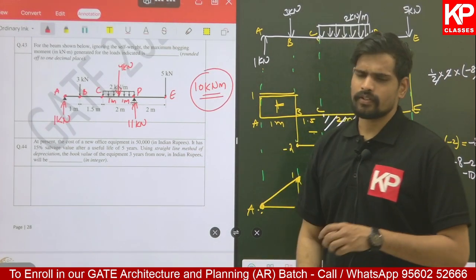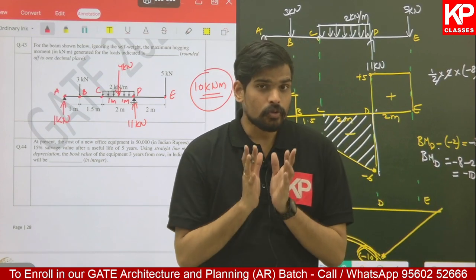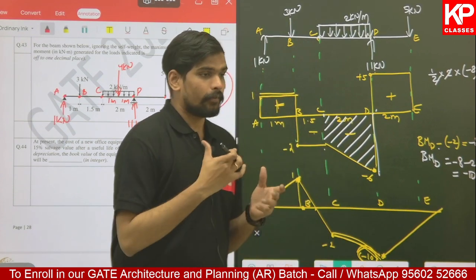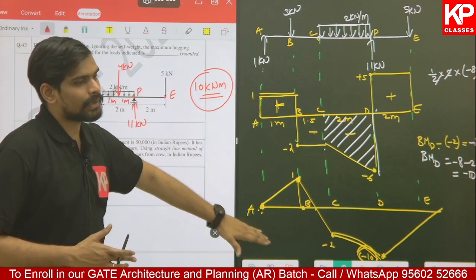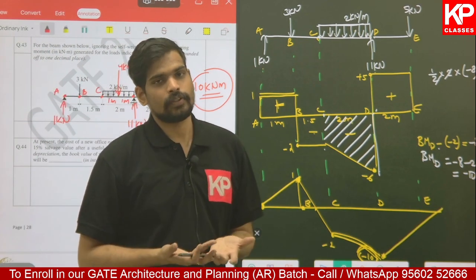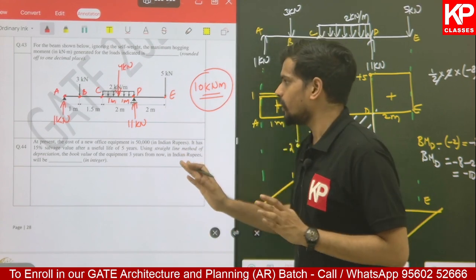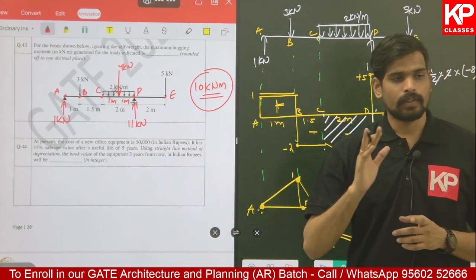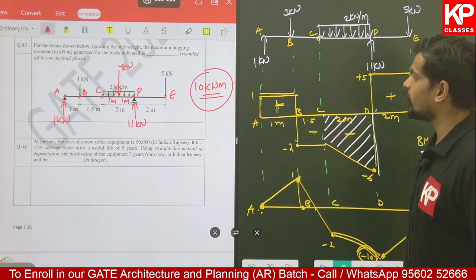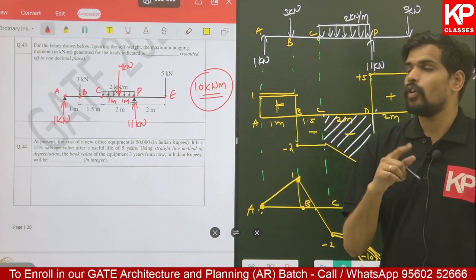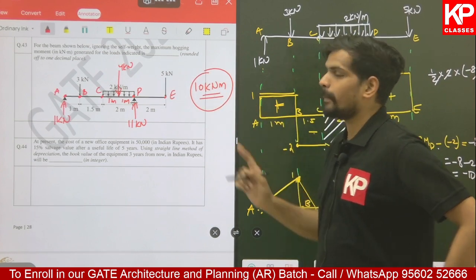You should understand, it's not difficult. What should you know? You should know the process. If you are aware of the process of how to generate the shear force diagram from the loading diagram and the bending moment diagram, then you can easily draw it. However difficult the beam is, however difficult the loading or the support system is, you can easily draw it and answer the question. So 10 kilonewton meter, they have already mentioned hogging, so I'm not writing minus 10 as the answer.